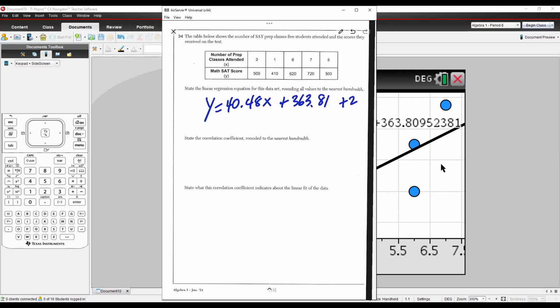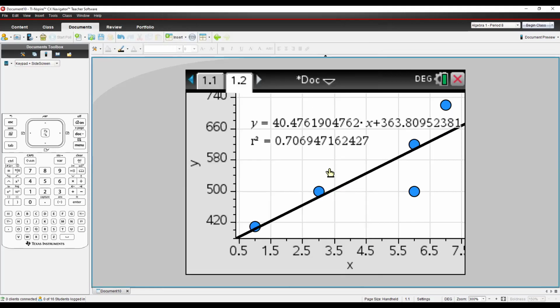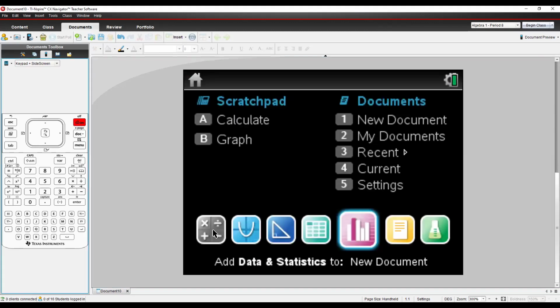Now the second part, we have the correlation. This is the r squared. This is not the correlation coefficient, but when we take the square root of this number, it's going to give us the correlation coefficient. So r squared, I'm just writing it on my iPad so I can take this number. It's 0.706944716. That's enough numbers. You don't have to write the whole thing in here. Do about 6 or 7 numbers. You should be good.